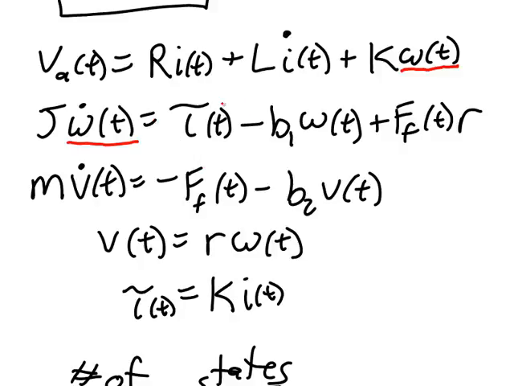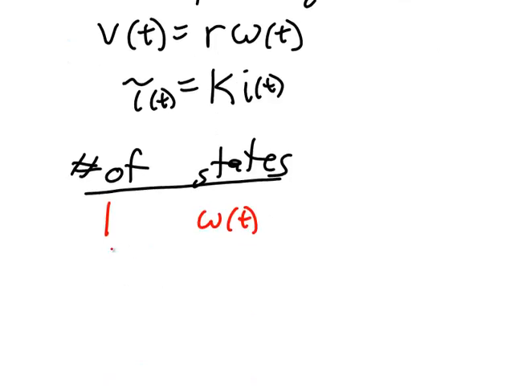Another signal that will contribute to my number of states is current, because here I have the derivative of current, and here I have the 0th derivative of current. So current is going to give me 1 state also, because I take the number of orders of derivatives and I subtract 1. So I'm going to get 1 state for current.